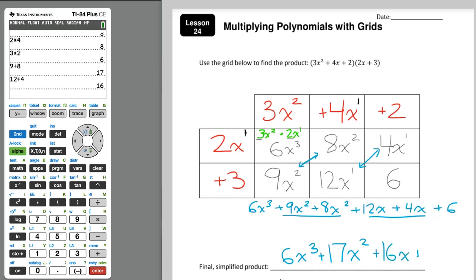Again, I really like grids to organize our work, to help us keep everything organized and simplified. And in terms of being able to do this on a test, I think this is the easiest way to do it. But you do have to make sure you know how to set it up properly, and you know the rules for multiplying monomials.